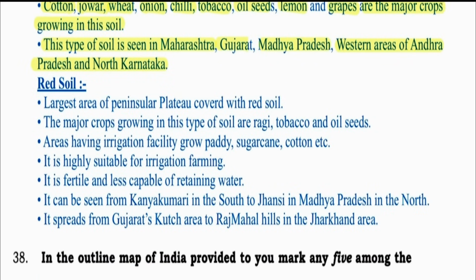Now let's talk about red soil. The largest area of the peninsular plateau is covered with red soil. The major crops grown in this type of soil are ragi, tobacco and oil seeds. Areas having irrigation facilities grow paddy, sugarcane and cotton. It is highly suitable for irrigation farming. It is fertile and less capable of retaining water. It can be seen from Kanyakumari in the south to Jhansi in Madhya Pradesh in the north. It spreads from Gujarat's Kutch area to the Rajmahal Hills in the Jharkhand area.